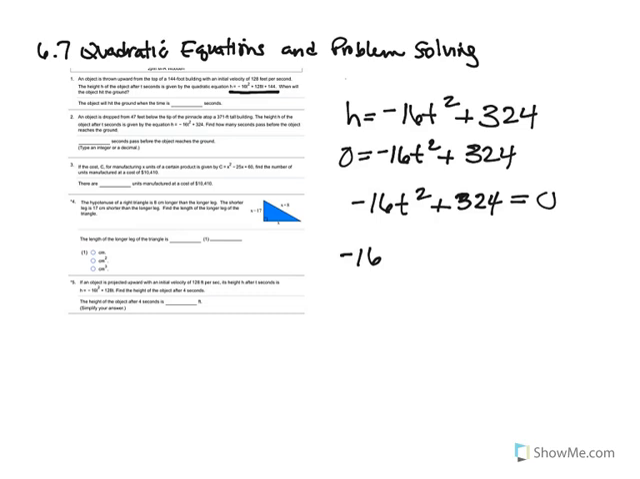All right. So the GCF is not 16. The GCF is going to be negative 4. So I will get 4t squared minus 81 equals 0. All right. So I'm looking at this binomial here, 4t squared minus 81.